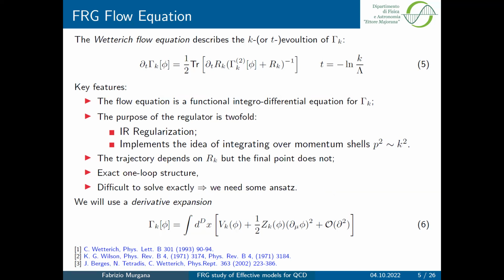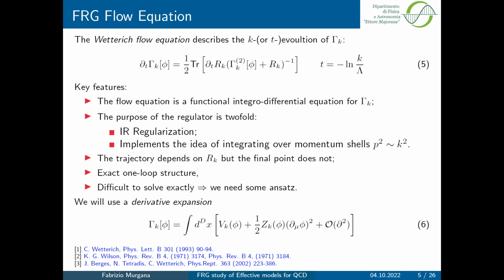T is this variable we define there depending on the scale k, and is useful for our later purposes because it looks like a time, right? It goes from 0 to infinity. And now the features of the vectoric equation. We see it's a pretty complicated equation because it's a functional integral differential equation.